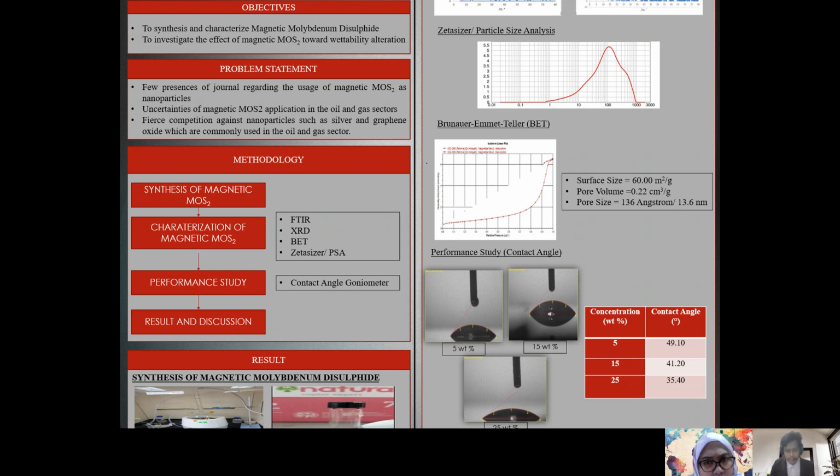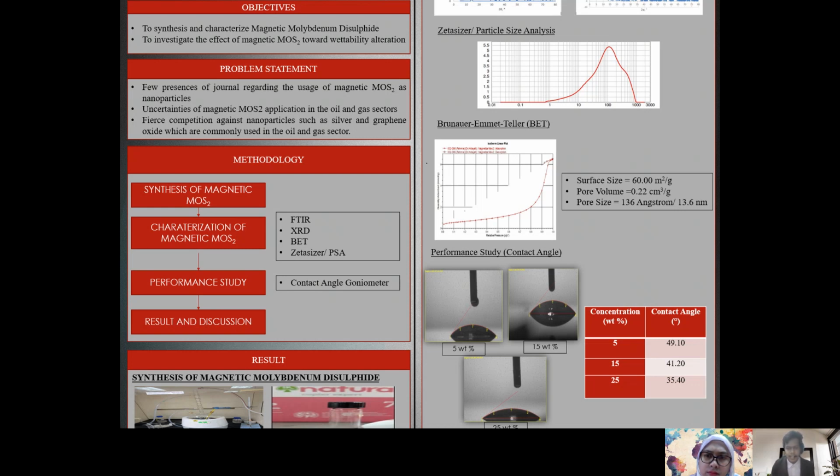The next step uses iron(II) chloride tetrahydrate and iron(III) chloride hexahydrate. Both of the chemicals are dissolved into pure water, and then the solution of iron(III) and iron(II) chloride is put into the MoS2 solution dropwise.